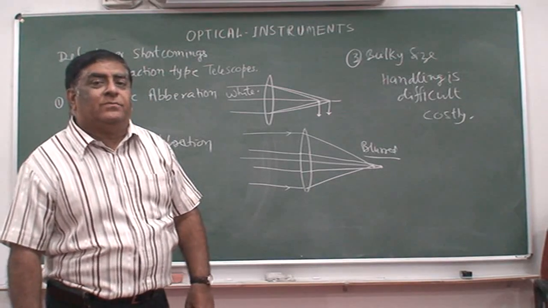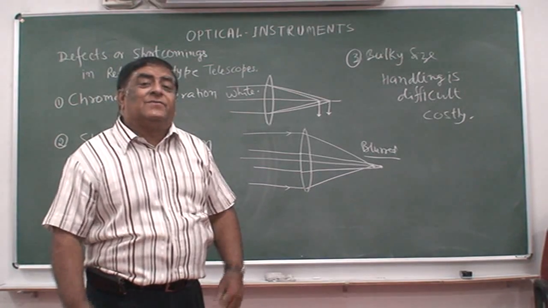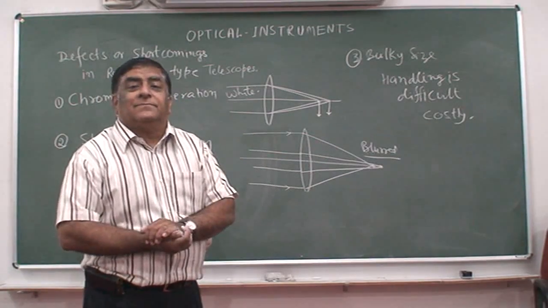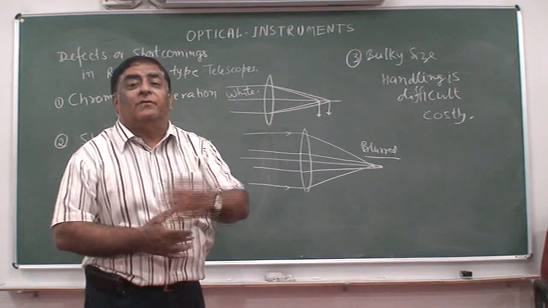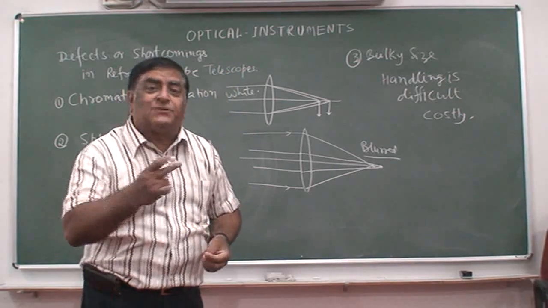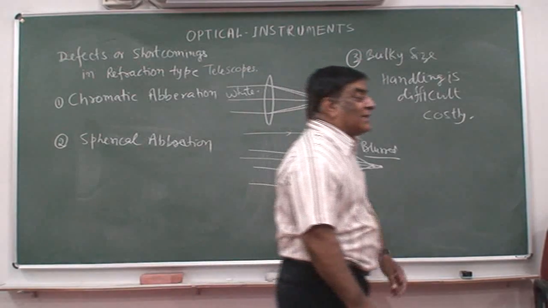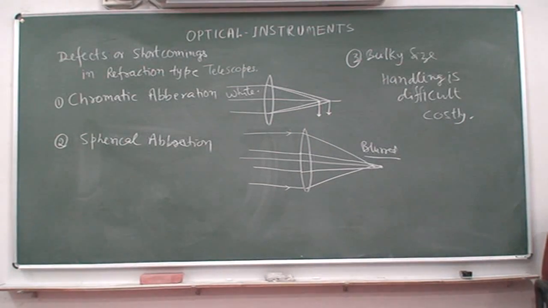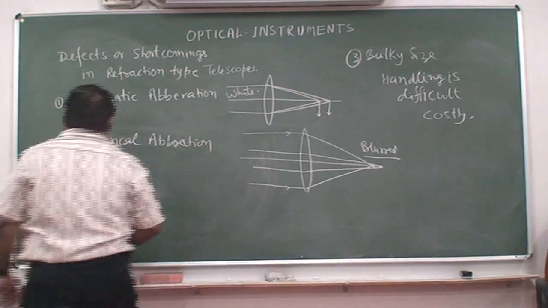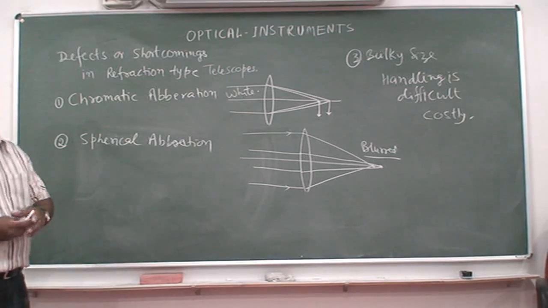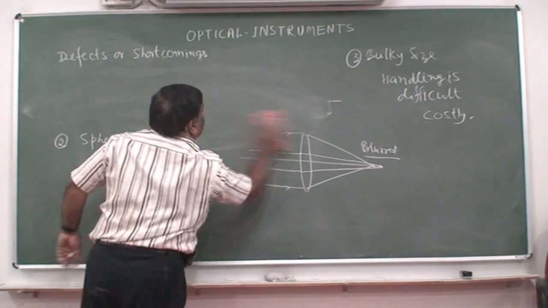Then what can we do? Can we improve upon it? The answer is yes. And this is thinking out of the box. How? We say leave the glass, we will use something else. And that is why we turn towards reflection type of telescopes to correct all these defects. So to correct all these defects, when we make a reflection type, how do we correct it? So first, what is a reflection type telescope?